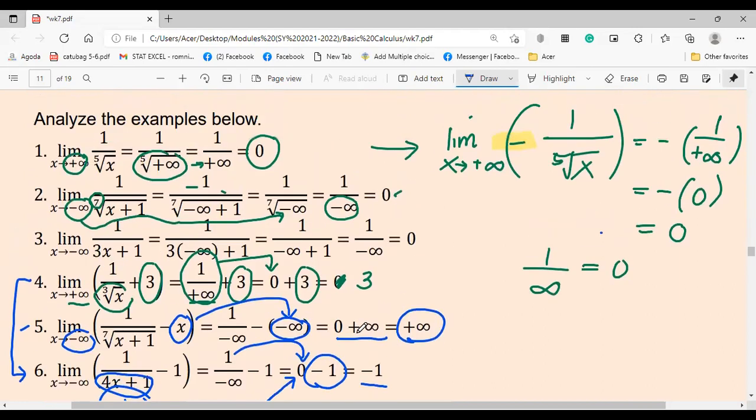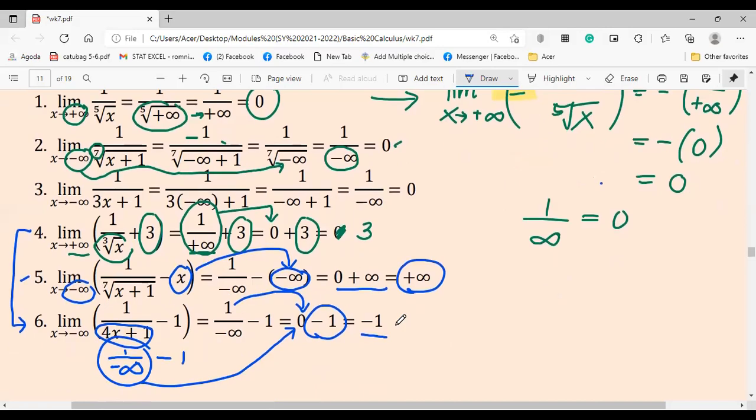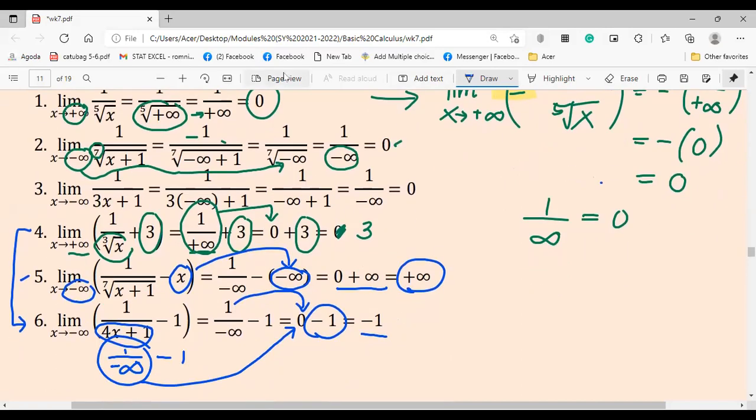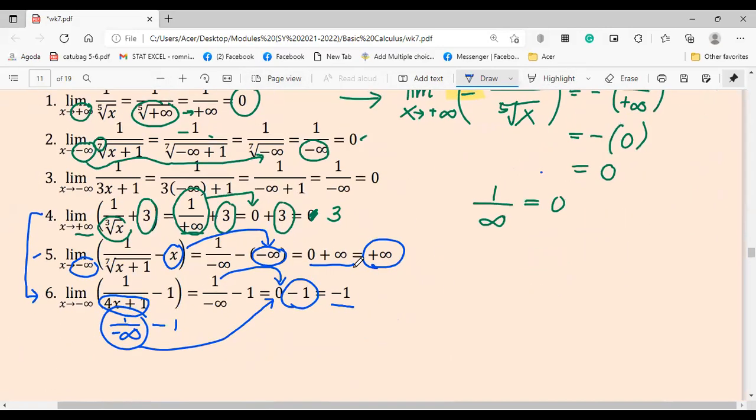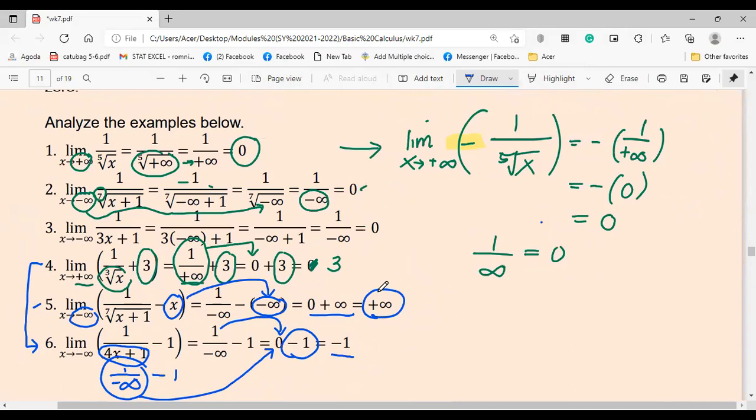Okay? So do you have clarifications on that? Can you follow? Okay, we're still on the first case, that is the 1 over infinity case. That is 0. Always remember, class, that will happen when x approaches positive infinity.